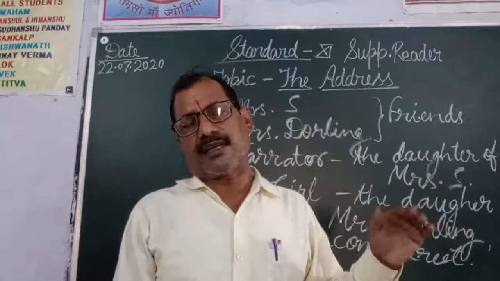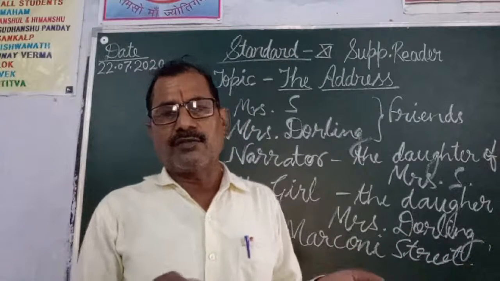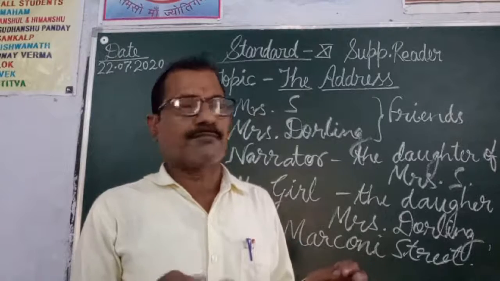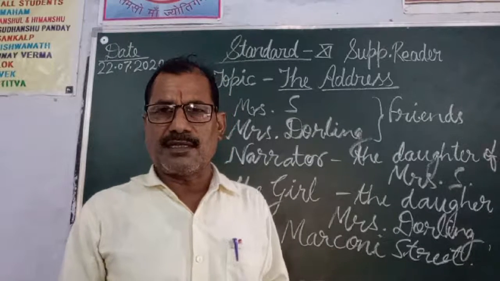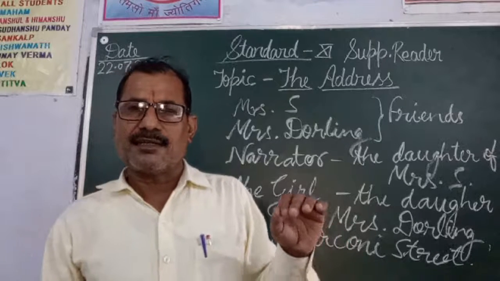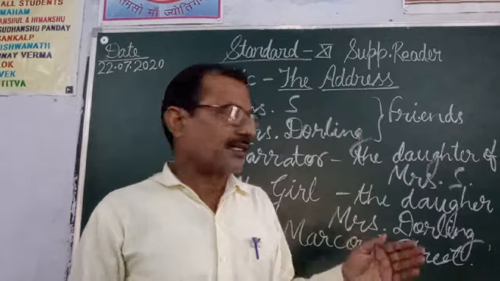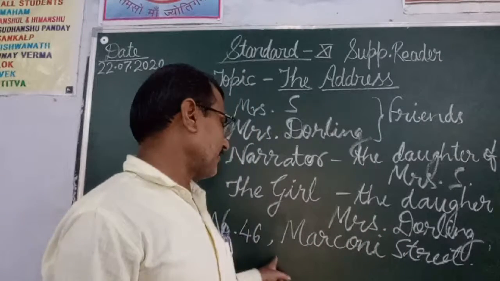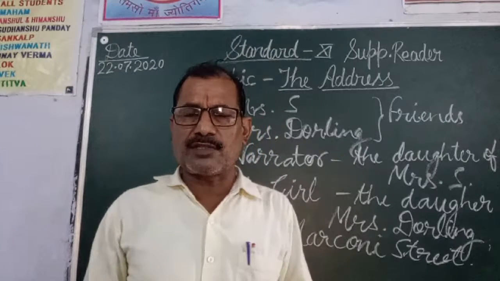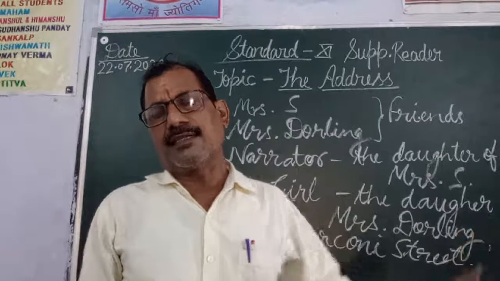She remembers everything, how she objected to the mother and how her mother scolded her and how her mother said that Mrs. Darling was her dear friend, and how her mother told her the address, number 46 Marconi Street. All these things were remembered by the narrator when she was boarding the train and she was going to her room.